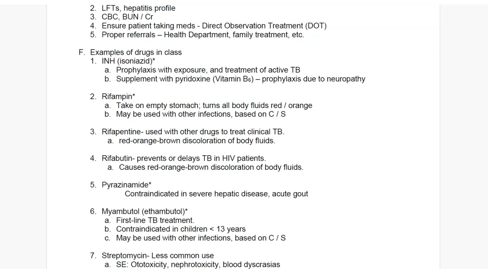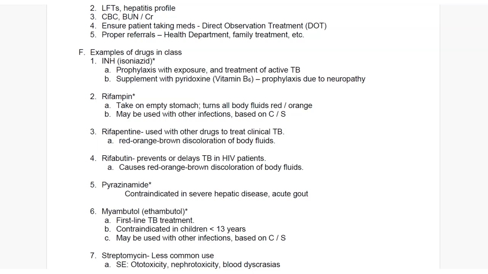Next medication is rifapentine. Rifapentine is used with other drugs to treat clinical TB, meaning that this is used in combination with other drugs. Just like rifampin, this can turn the body fluids into different colors such as red, orange, or brown discoloration. Next medication is rifabutin. This prevents or delays TB in HIV patients, so this is specifically given to patients who were diagnosed with HIV. Same as rifampin and rifapentine, this can cause discoloration of body fluid, so this should be part of patient education.